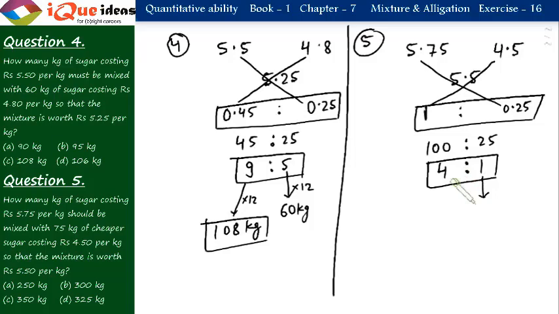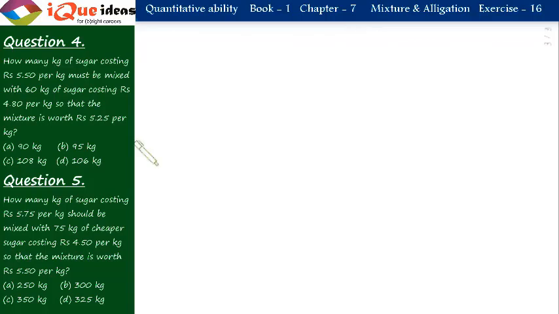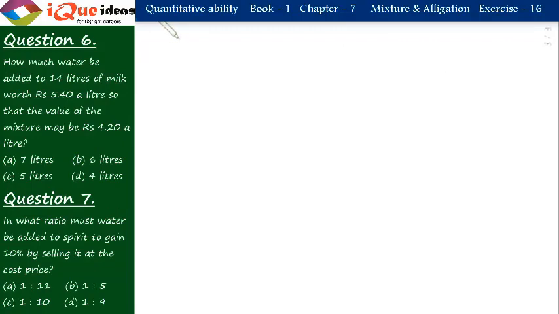Now, which quantity is given? The second one. The second one is 1, and 1 stands for 75 kg. So 4 will stand for 4 into 75, which is 300 kg. So the first quantity has to be 300 kilograms. All right.